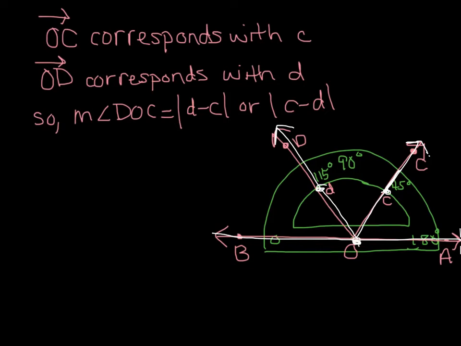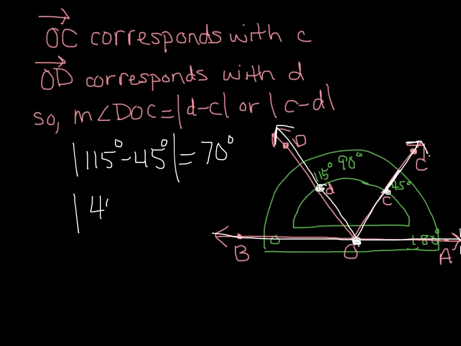So if I wanted to know what the measure of angle DOC is, I could take the absolute value of D minus C, so that would be 115 minus 45, which is 70 degrees. Or I could take the absolute value of 45 minus 115, which gives us the absolute value of negative 70, so that gives us 70 degrees. Okay, so that explains visually what the protractor postulate is stating.